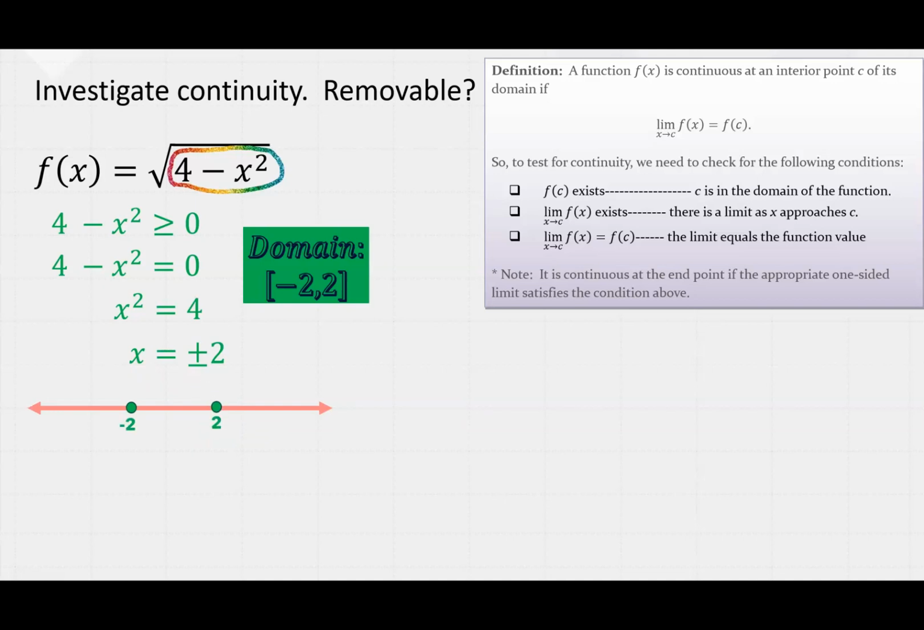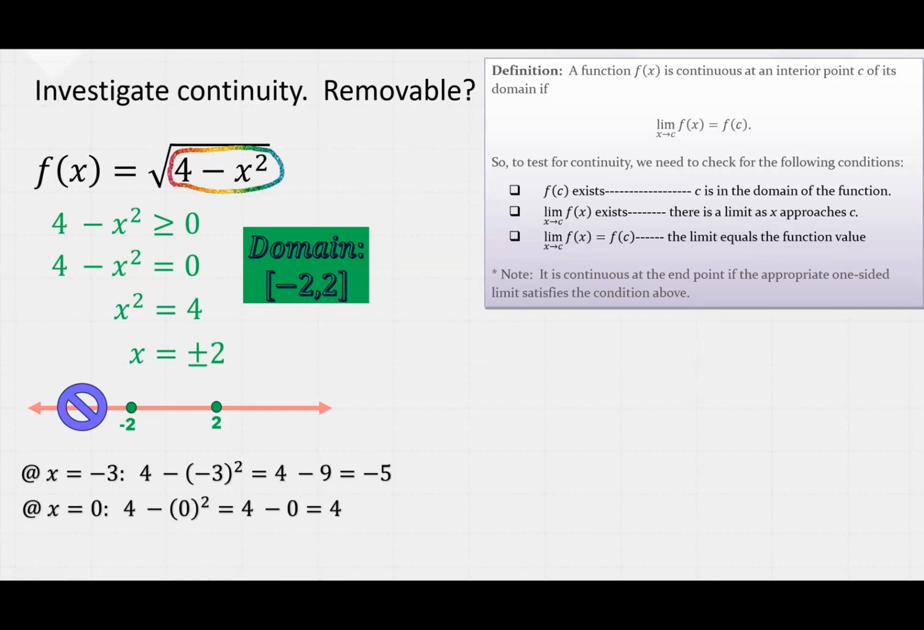-2 and 2. And then we're going to test to see what works. If you pick a number to the left, say -3, 4 minus x squared is going to be -5, which is a negative number, and you cannot take the square root of a negative number, so that doesn't work. And then if you pick 0, oh, that's okay. It's 4, it's a positive number. So that part right there is okay. That belongs to the function, all of those x values.